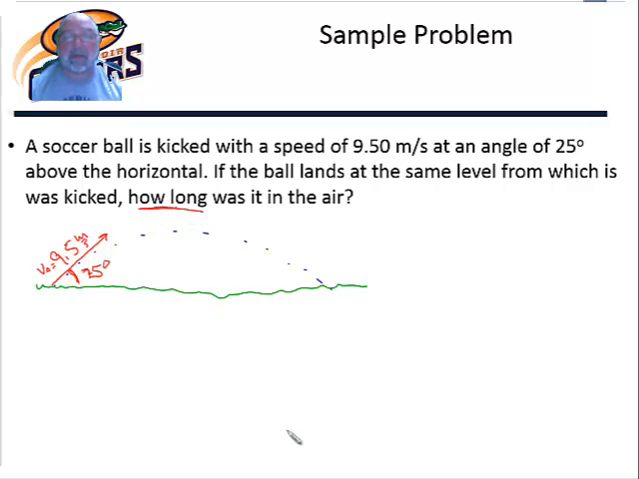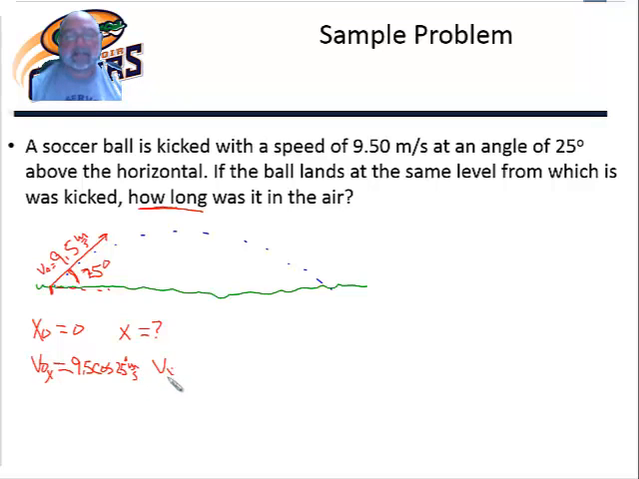So that's a time. Start out by writing my information down for the x direction. x0 equals, well, I'm going to say it starts at 0. x, how far it goes down range, we don't know. We don't really care. How fast is it going in the horizontal direction when it starts? Well, we want the x component of the initial velocity, so that would be 9.5 cosine of 25 degrees meters per second.